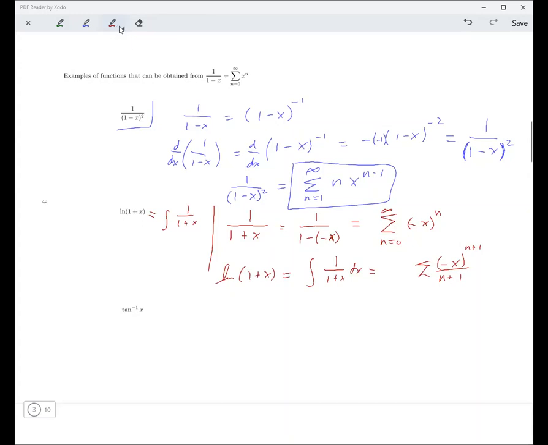Wait a minute. Hold on. This is a bit confusing, I admit. But okay. You can separate this at negative 1 to the n and x to the n. So you integrate it, you can just leave this. You have this negative 1 to the n separated.